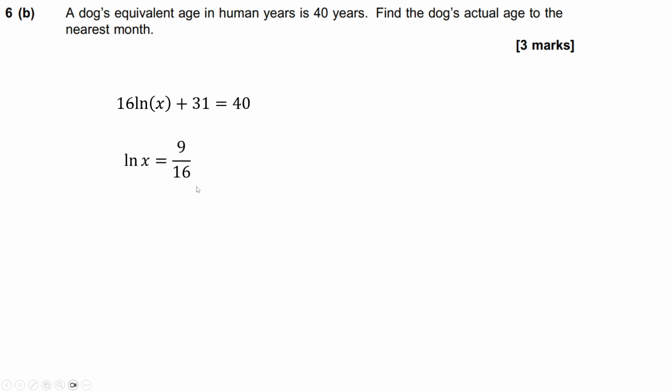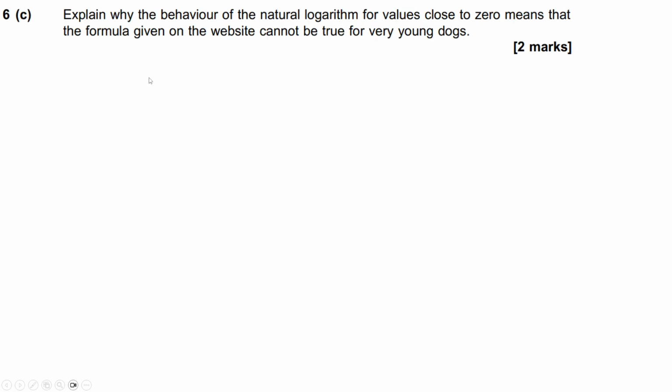You'll get 9 over 16. E to the power of this, and then e to the power of that will cancel the natural log. So you just get x equals e to the power of 9 over 16. You want to multiply this by 12 because you want the months, and this is in years right now. So you have this, which is approximately 21 months.